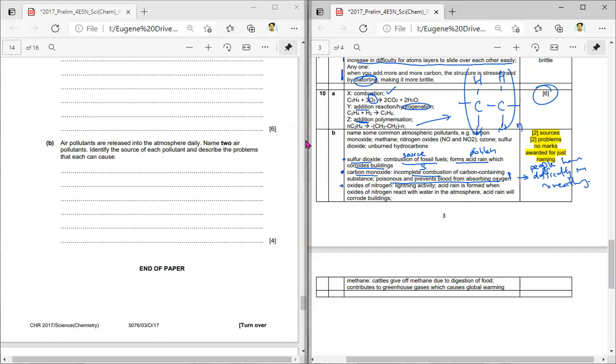Next one, oxides of nitrogen is formed by lightning activity. So this is the source. Acid rain is formed when it reacts with water in the atmosphere, and it will corrode buildings. So this one is the problem. Last one, methane. Methane is a hydrocarbon. Generally, cattle give off methane due to digestion of food. So this is the source. It contributes to greenhouse gas, which causes global warming. This is the problem. So there are many different answers.